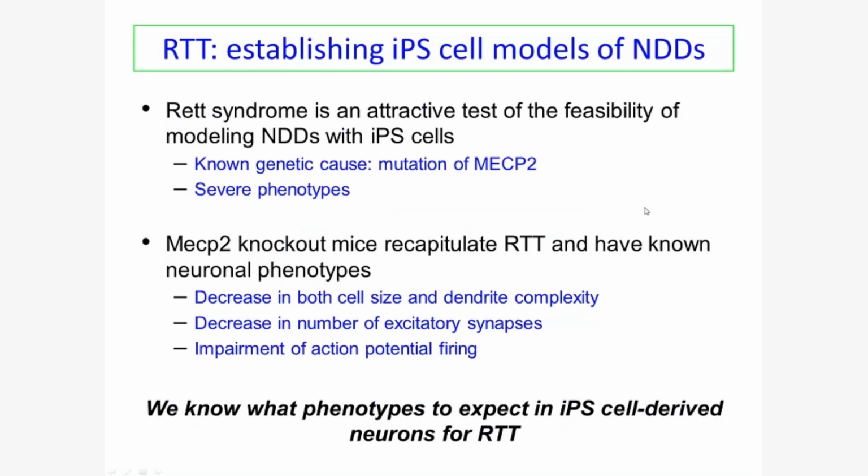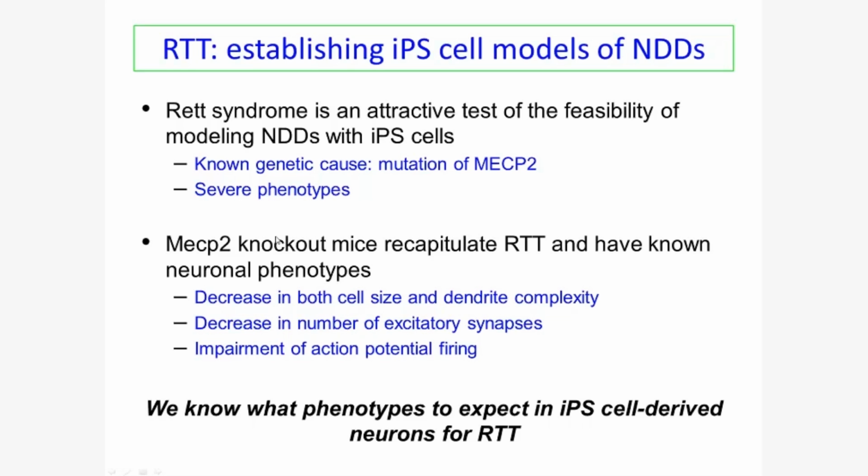And so in addition to studying Rett syndrome simply from the perspective of wanting to learn more about this disorder, Rett syndrome is viewed by many as a very interesting initial proof of principle for establishing the feasibility of iPS-derived neurons for modeling neurodevelopmental disorders. And the reasons for this include the fact that most cases of Rett syndrome are caused by mutation of MECP2, and because of the fact that the phenotypes are quite severe. But the main reason is because MECP2 has been knocked out in mice, and we know that these mice recapitulate Rett syndrome and many of the associated phenotypes.